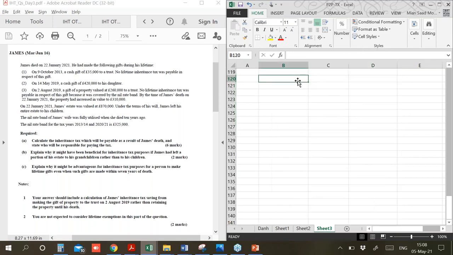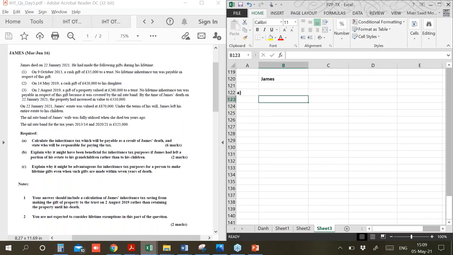Now, James died on 22nd January 2021. Important date to be remembered so that we can see what are the gifts that are exempt and what are the ones that are chargeable on his death. On 9th October 2013, a cash gift of 35,000 to a trust. No lifetime inheritance tax was payable in respect of this gift. So guys, if I start from this one, I'll write James first, bold it, and mention here specifically that I'm solving part A for the understanding of the examiner.